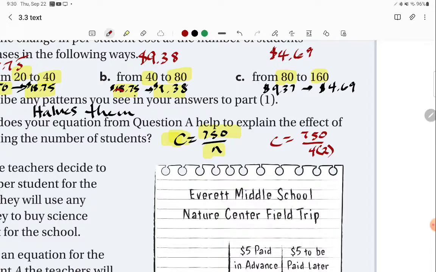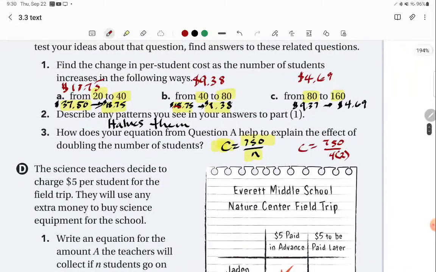Okay? So take these things and put them into your own words. Don't just copy what I put on the screen. Put them into your own words so that they make sense to you when you come back to study them later.